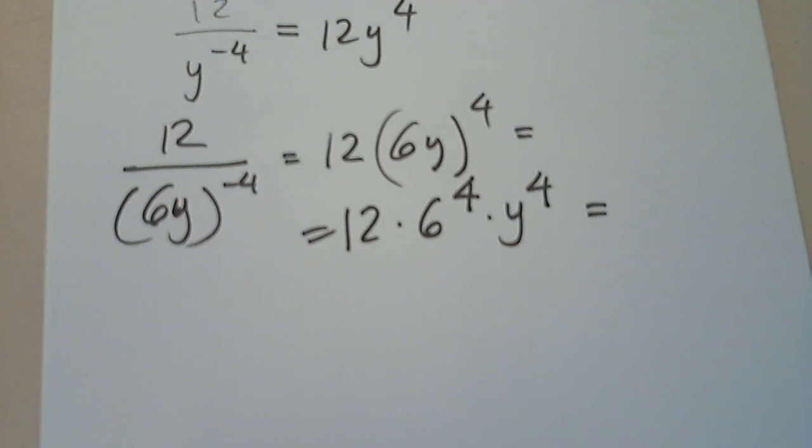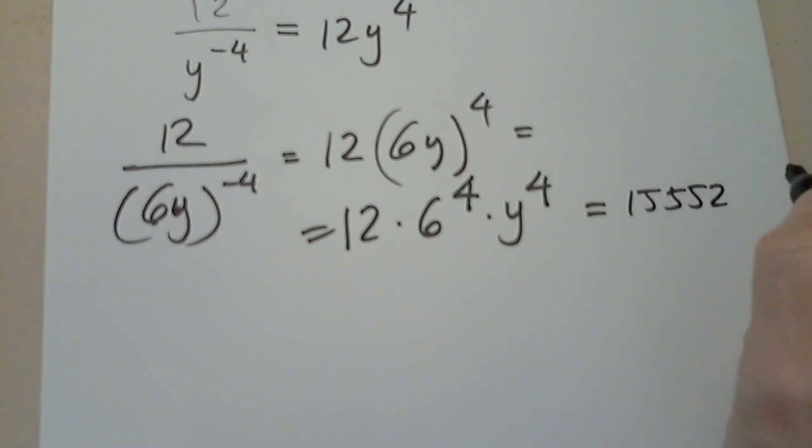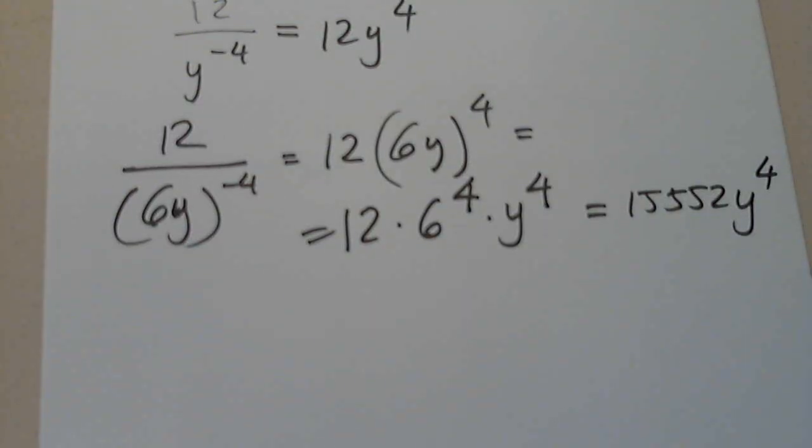And clear. So I have 12 multiplied by 6 to the fourth power, and I get 15552. So 15552 y to the fourth power. Is this okay? Yes, no, maybe. Anybody, please. Yeah, thank you. Perfect.